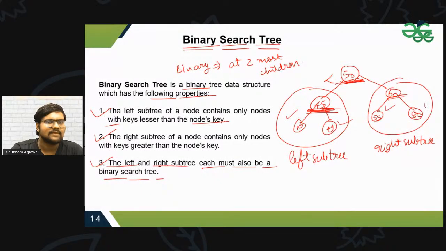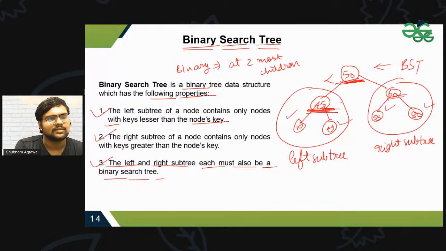So yes, it is a valid BST in which all the nodes in the left subtree are less than the root node value, and in the right subtree all the nodes have a greater value than the root node. So this is the basic of binary search tree.